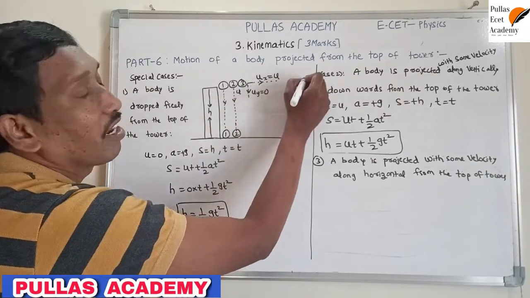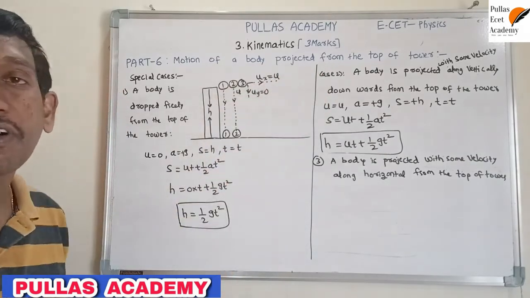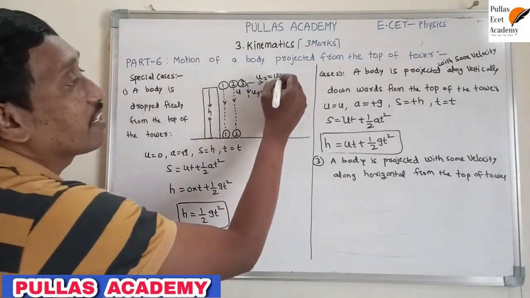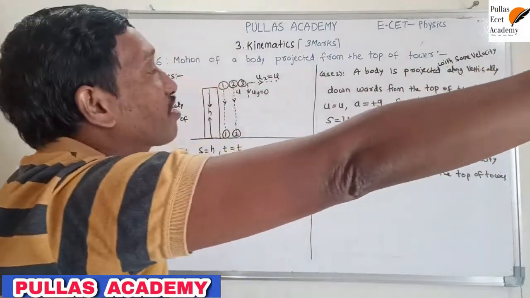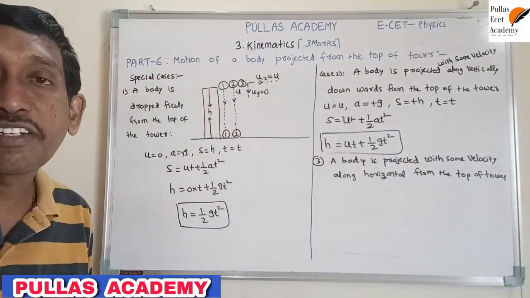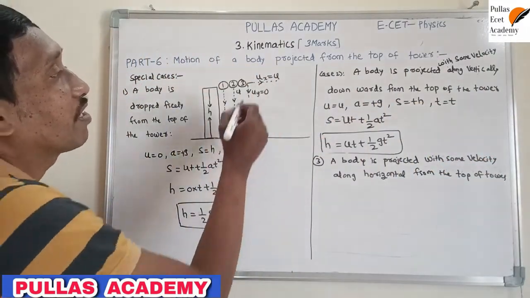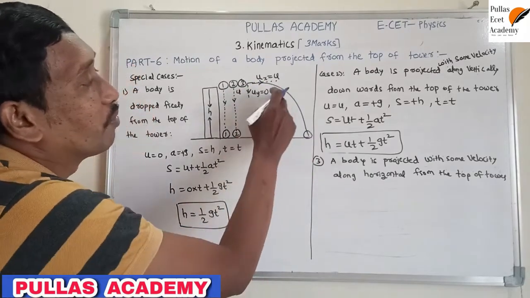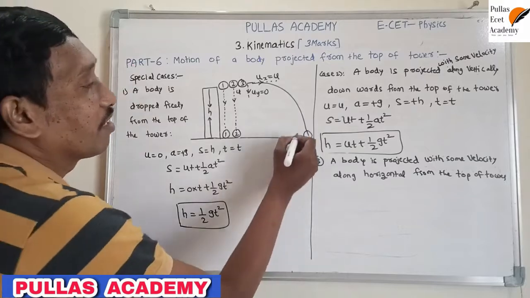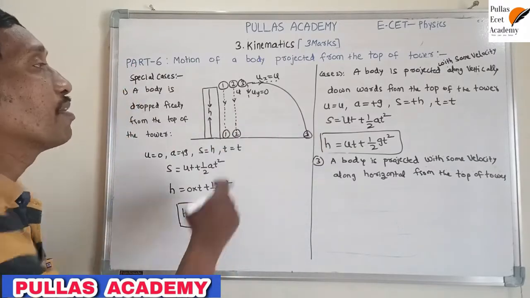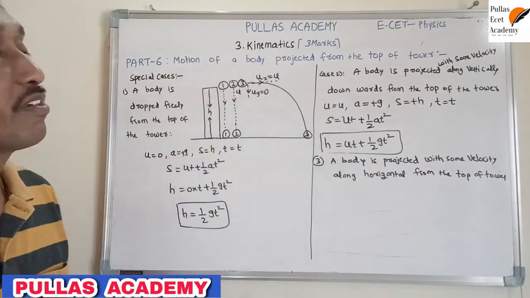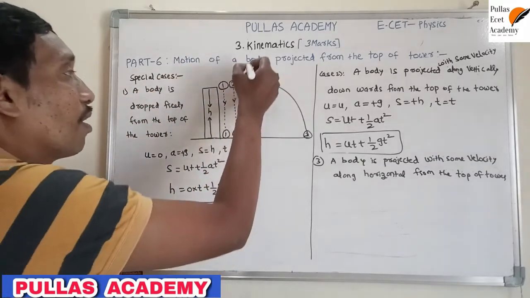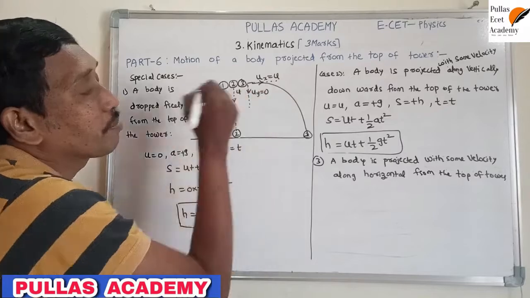It is projected along the horizontal direction, that means along the vertical direction it is 0. Why? Because it is projected in this way, but it is not moving along this direction only. On this body gravitational force is also acting. Due to the gravitational force, after some distance this body moves towards the ground and finally reaches the ground. That means vertically it is displaced. Initial position is the top of the tower, final position is the ground. That's why we have to consider these parameters.